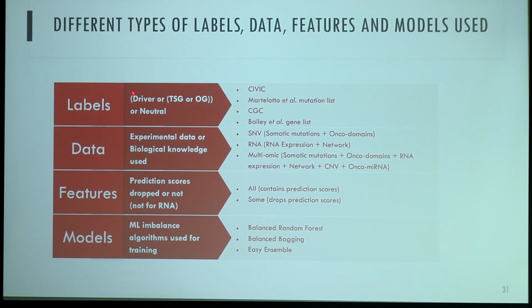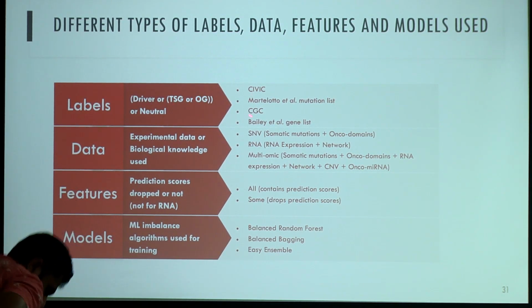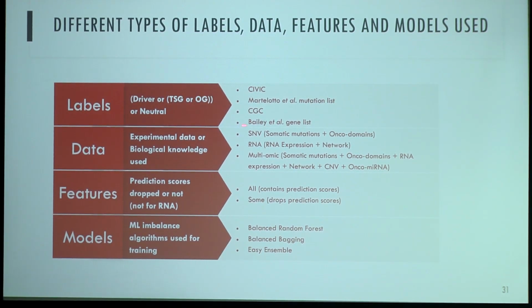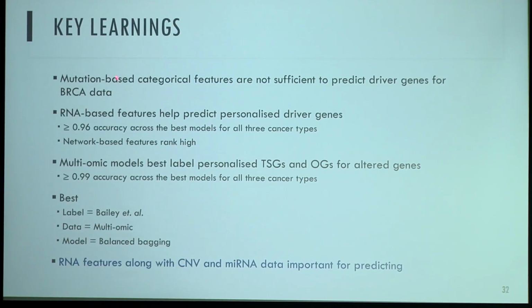So we labeled genes as driver or tumor suppressor genes or oncogenes based on multiple large-scale studies which have tried to classify these genes. And we used quite a bit of data: SNV data, RNA data, somatic mutations, oncodomains, and also network data, and a bunch of different models.